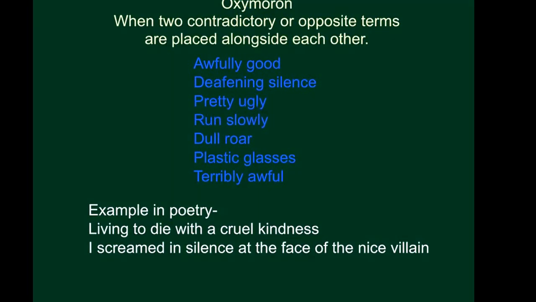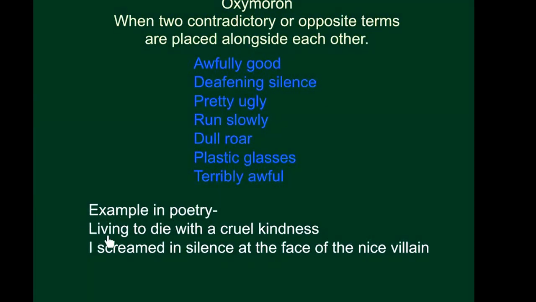Pretty ugly, that emphasizes how ugly something is. Run slowly. Dull roar. Plastic glasses, if they're glasses, how can they be plastic? So those two things contradict each other. Or it was terribly awful isn't one, because terribly awful is both the same. So just don't worry about that one. It could be something like amazingly awful.